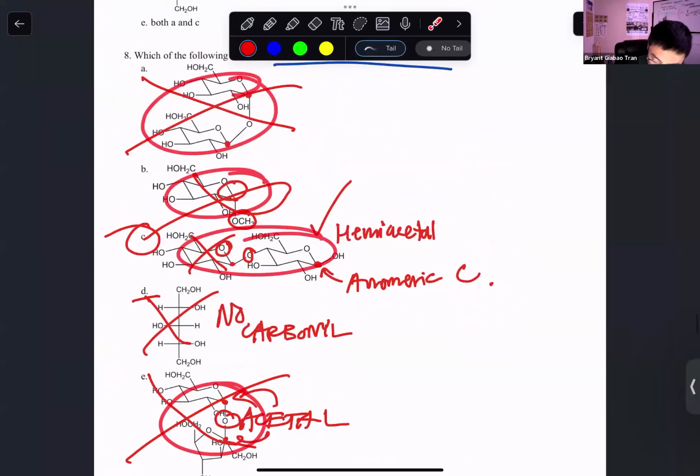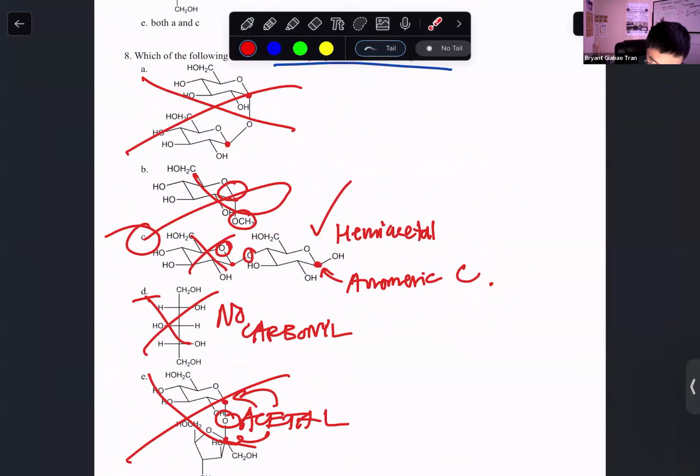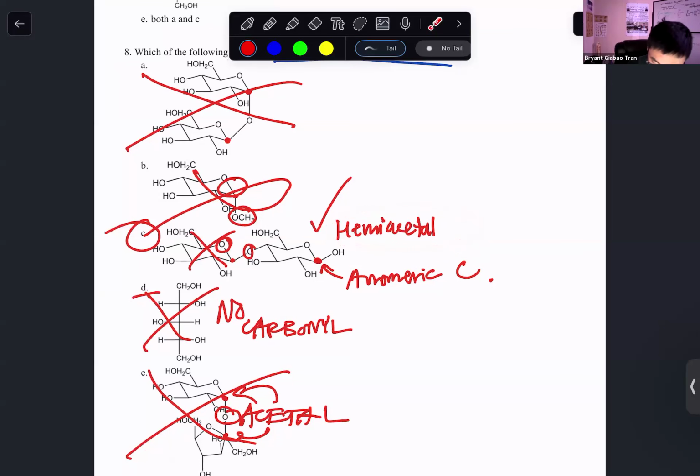And in cyclic sugars, to tell if it's a reducing or non-reducing sugar, we see that at the anomeric carbon, if it's a hemiacetal, then it's a reducing sugar. If it's an acetal, then it's a non-reducing sugar, right? You look at the hemiacetal versus acetal at the anomeric carbon on the cyclic sugars. For linear sugars, you look for if there's a carbonyl or not.